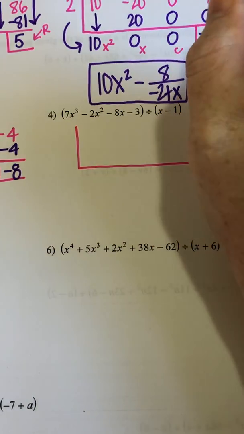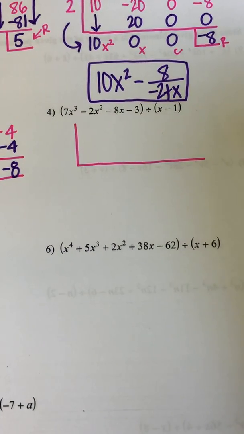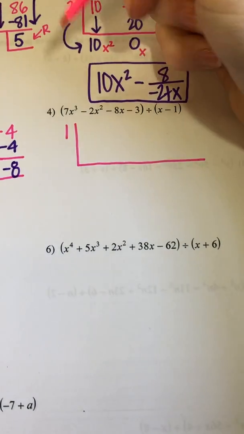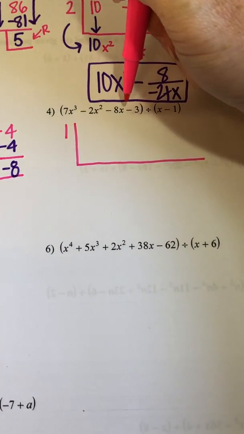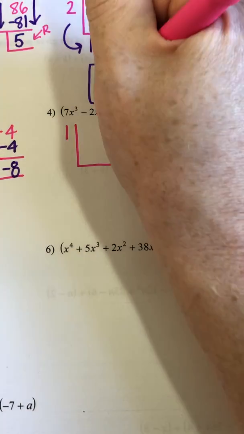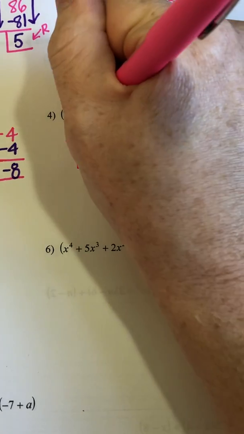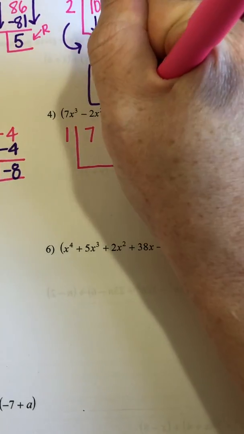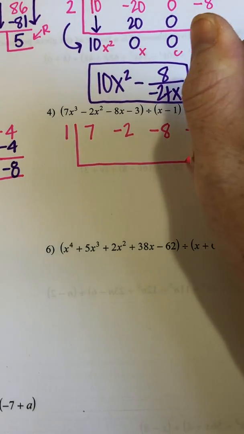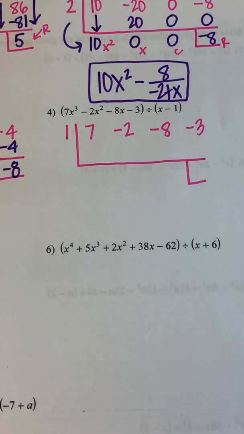Set up my upside down division. What number goes on the outside? 1. Checking my powers. 3, 2, 1, 0. Do I have to put any zeros in this time? No. And it is in standard form. So I've got 7, negative 2, negative 8, and negative 3. Put my box for the remainder.